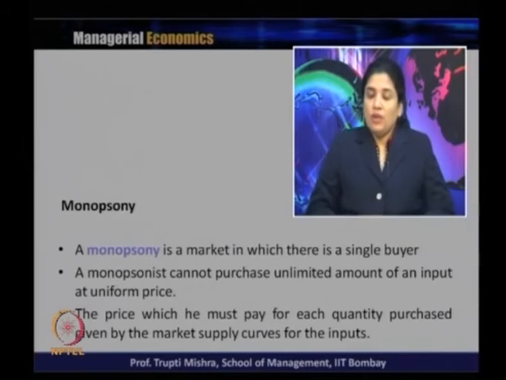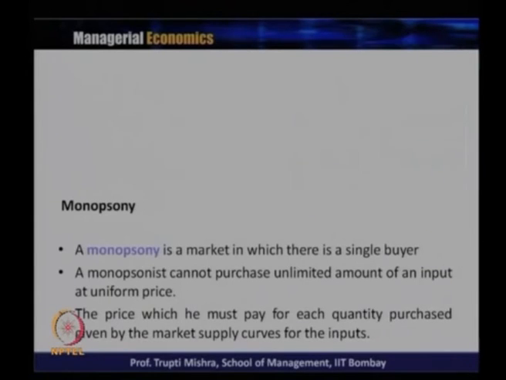And here the monopsony market is more about input pricing rather than product pricing, and the evidence of monopsony can be found more in the input market rather than the product market. So, this is a market with a single buyer. It cannot purchase an unlimited amount of an input at a uniform price. The price which the monopsonist must pay for each quantity purchased is given by the market supply curve for the input. So, whatever price he pays for each quantity has to be on the basis of the market supply curve for the input.